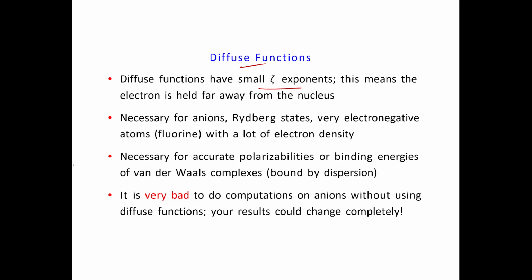This is very necessary for anions and Rydberg states, because in Rydberg states your electron density lies very far from the molecular structure. So for anions or Rydberg states, and also something called a dipole bound state, you need a very diffuse function to describe those states, because they lie very far from the nucleus.